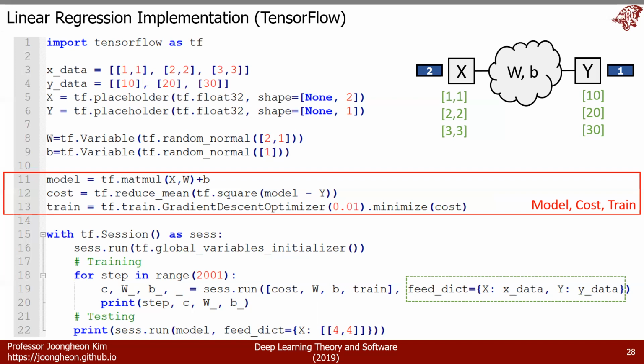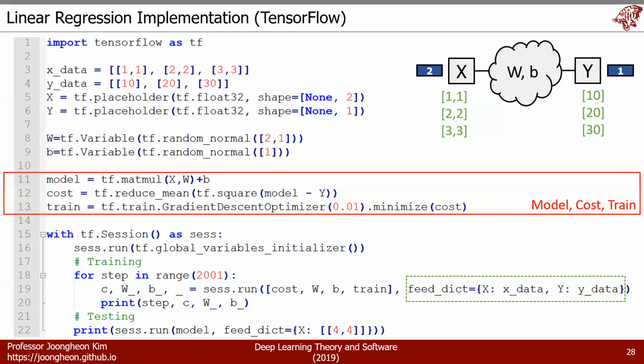And in line 13, we have to start the training. In that case, we have to implement the gradient descent optimizer. TensorFlow provides one function called tf.train.GradientDescentOptimizer. Our objective is to minimize the cost function, so we have minimize cost, and our learning rate is defined as 0.01. So by typing these three lines, we can simply implement linear regression with TensorFlow in Python.